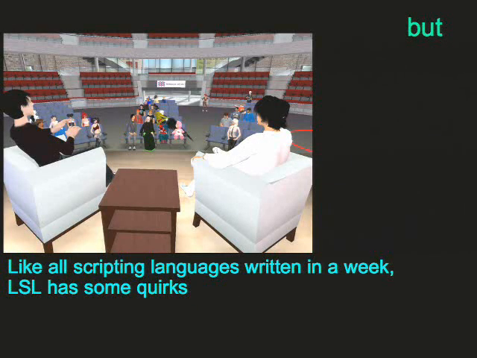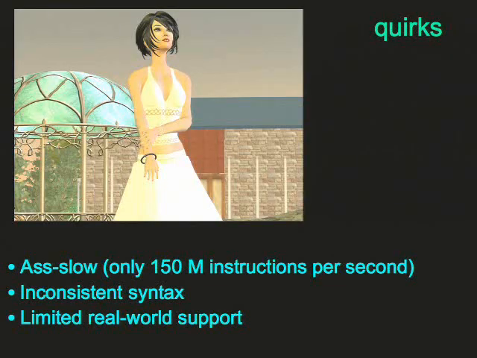But like I said, it was written in a week, so it has some quirks. This is a technical term: it runs ass slow. We're only running about 150 million instructions per second over the entire grid. Now, a big part of this is the fact that it's a really, really bad bytecode interpreter. Again, it was written pretty quickly.